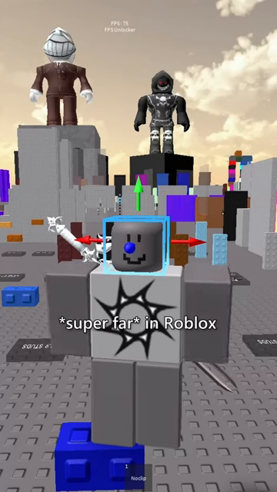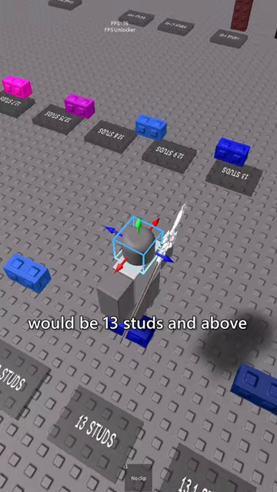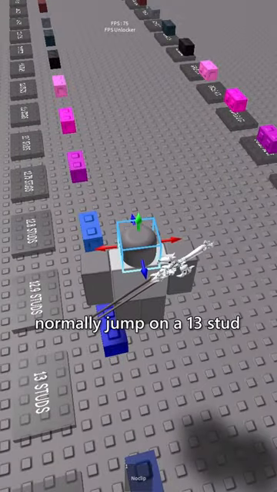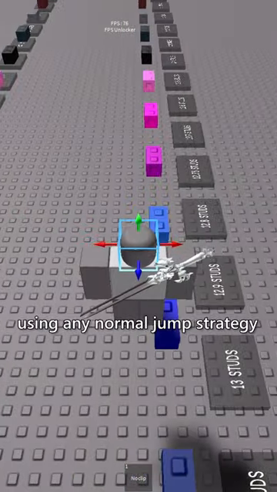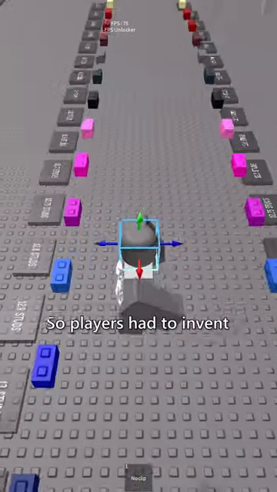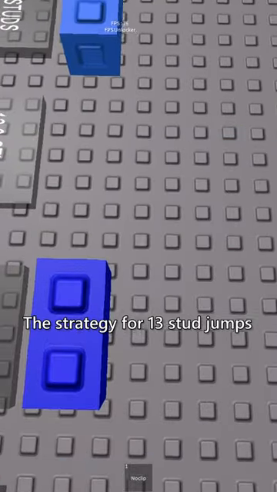How to jump super far in Roblox. The point where jumps are considered super far would be 13 studs and above, because when you try to normally jump on a 13 stud, you will almost never make it using any normal jump strategy, so players had to invent something new. The strategy for 13 stud jumps involves climbing.